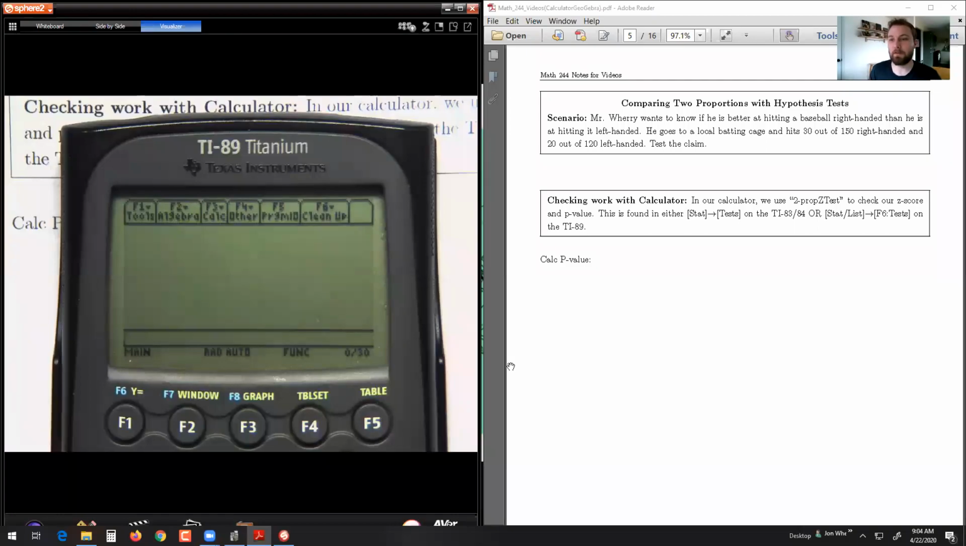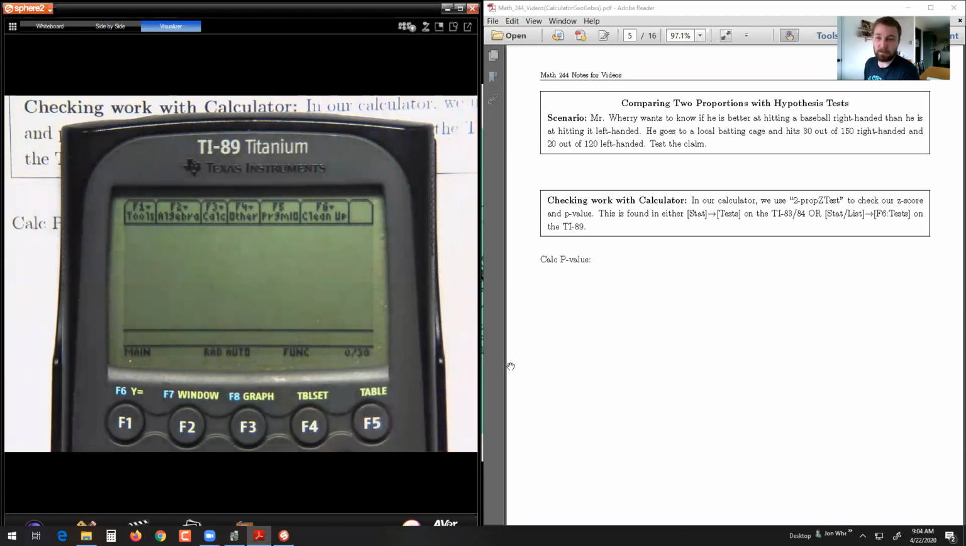This video will look at comparing two proportions using a hypothesis test. I'm using two proportions. I would be working with z-scores if I was doing this by hand, and I'm doing a test, so the name of it is a two-proportion z test.